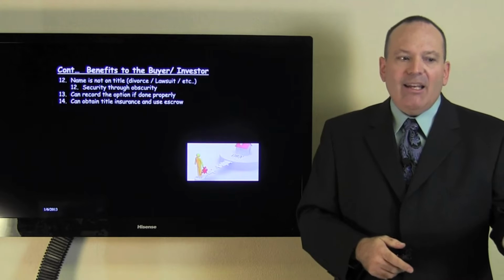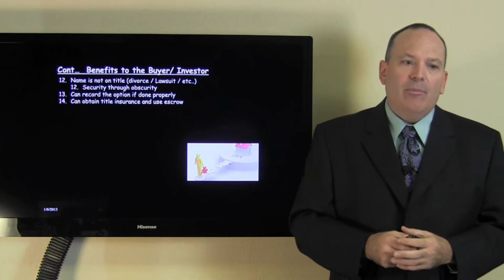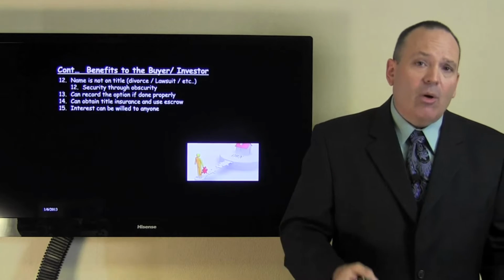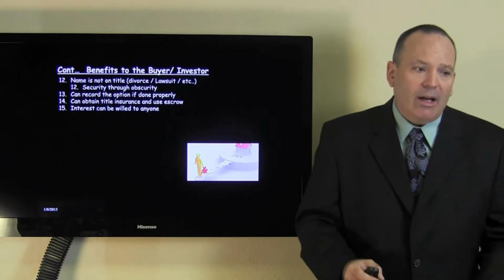So if you're using title and escrow, you should have everything recorded properly anyways, but you want to make sure as a real estate agent that it is in fact being recorded, as a real estate investor would want to know that.